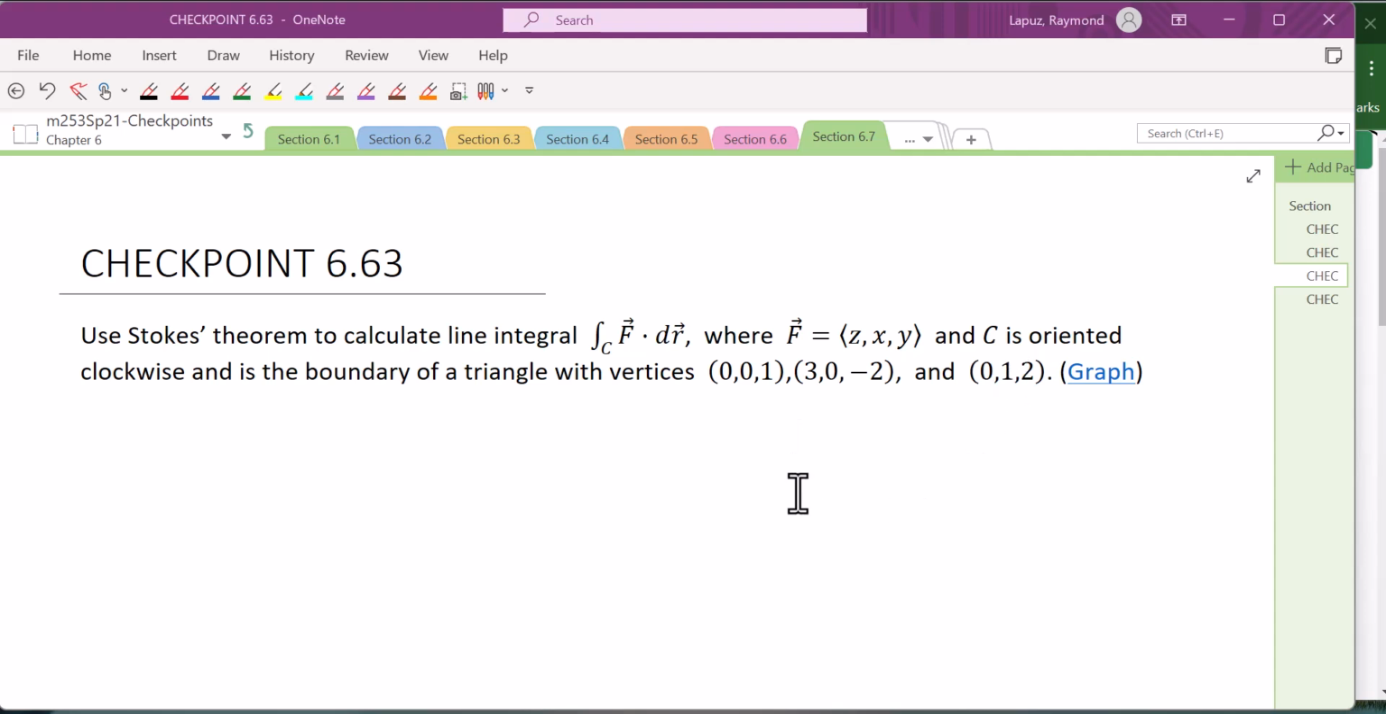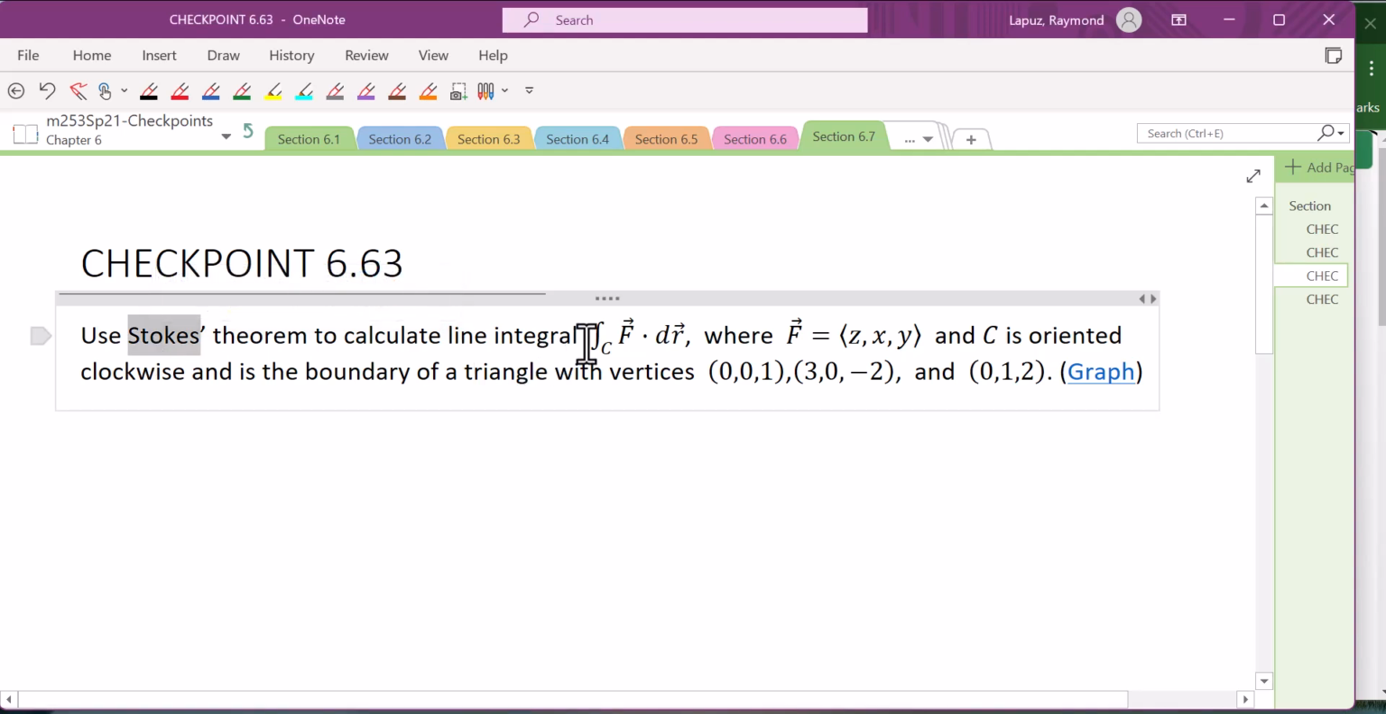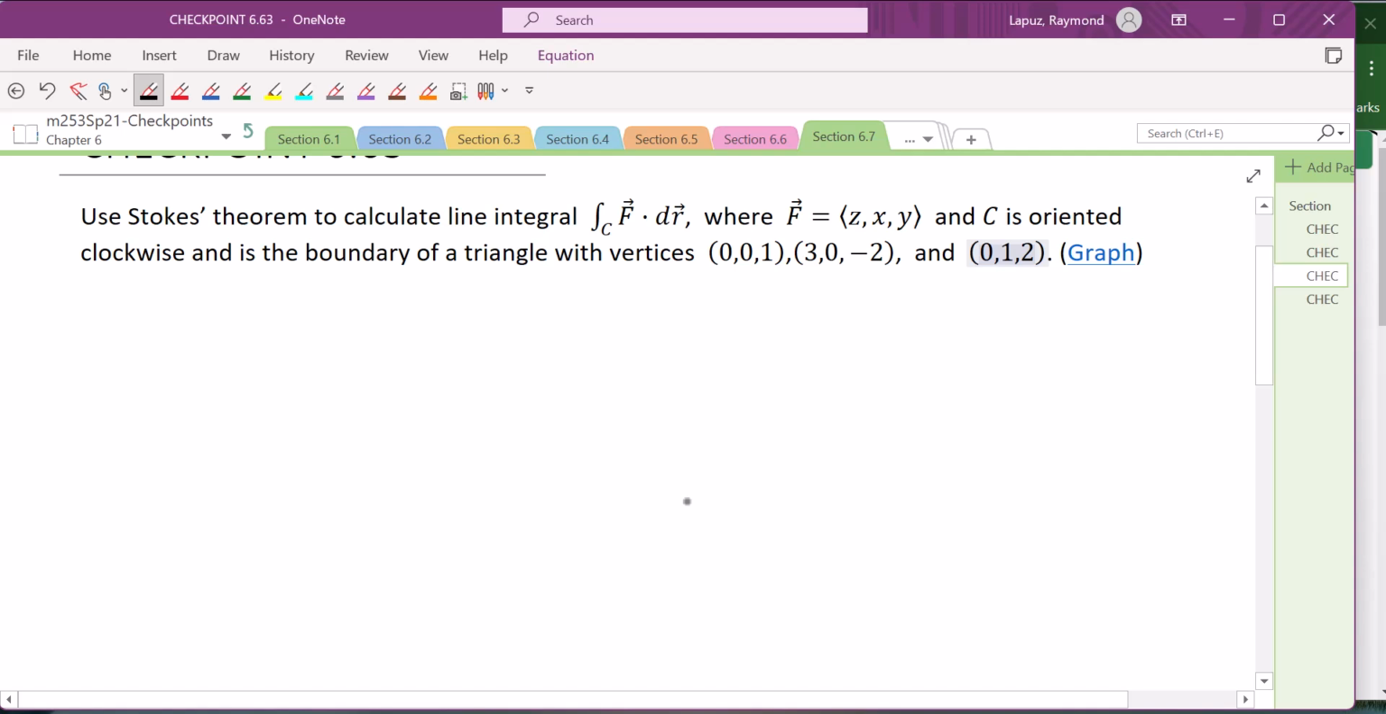So Stokes' theorem will allow us to trade a line integral for the flux of the curl of this vector field over a surface. Now this is a triangular region, and so I'm assuming that our surface will end up being a plane. But let's go ahead and work this out so we can verify that fact.